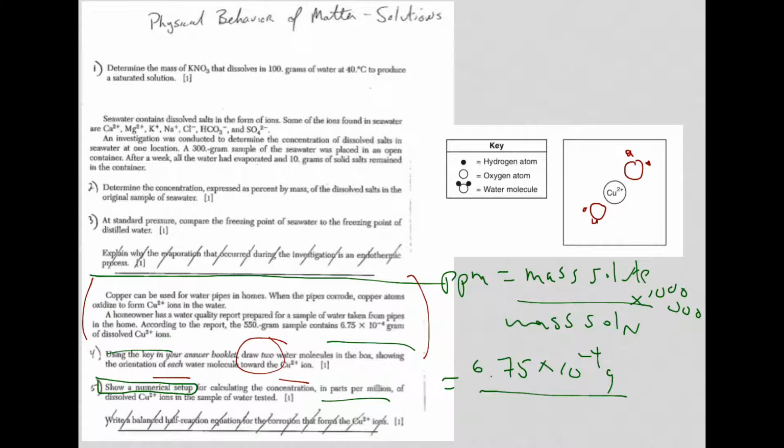Now it says, according to the report, 550 grams sample. So that sample is both. So I'm just going to have that in the denominator. So 550 grams. And don't forget, times a million. If you leave that off, you're not going to get credit. So there you have a numerical setup. Now it said numerical setup. You don't have to put units. I like to put units, but you definitely have to show all of your numbers. All right, let's check out the next question or questions.